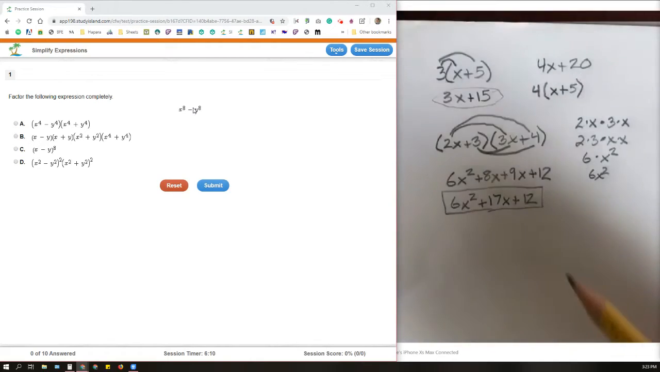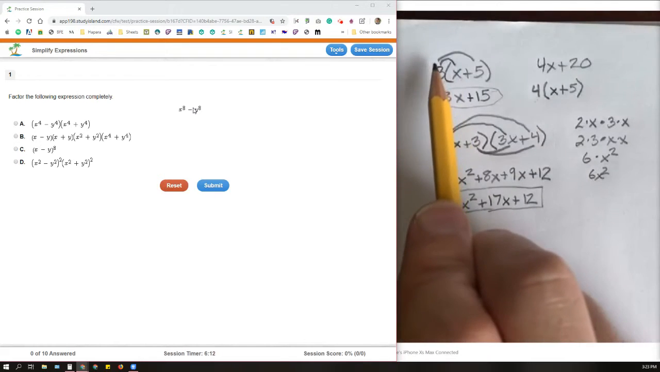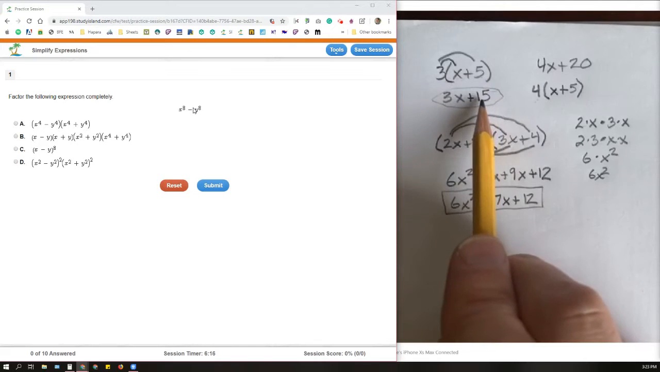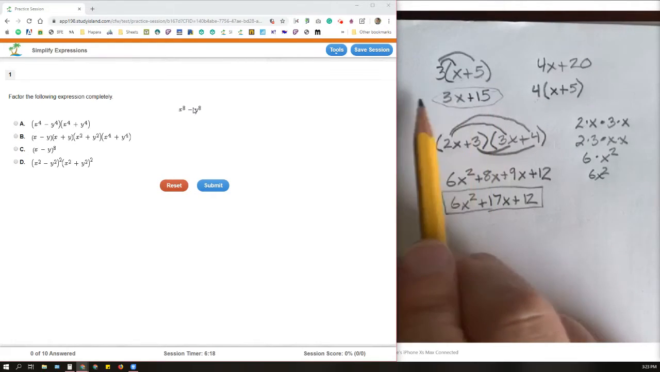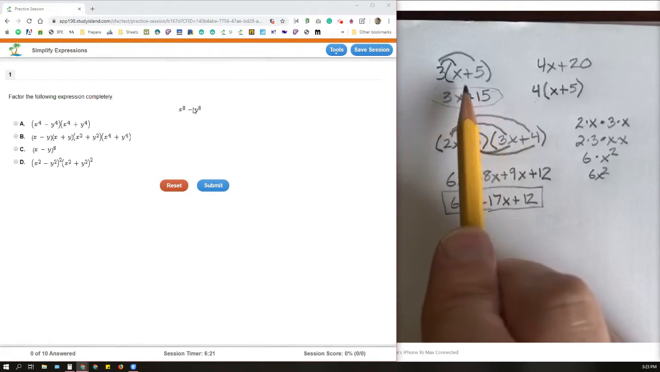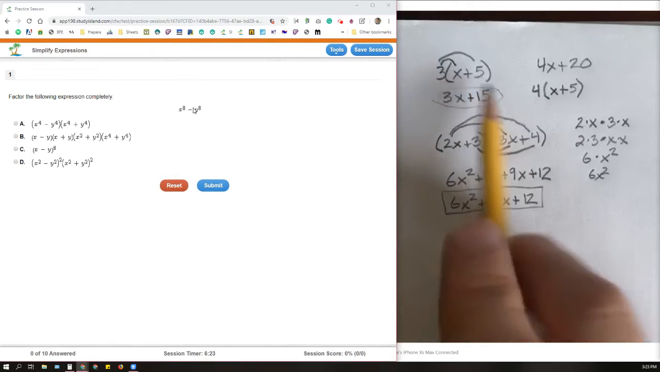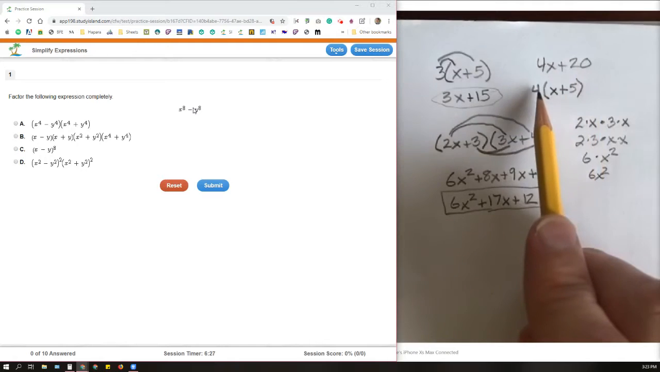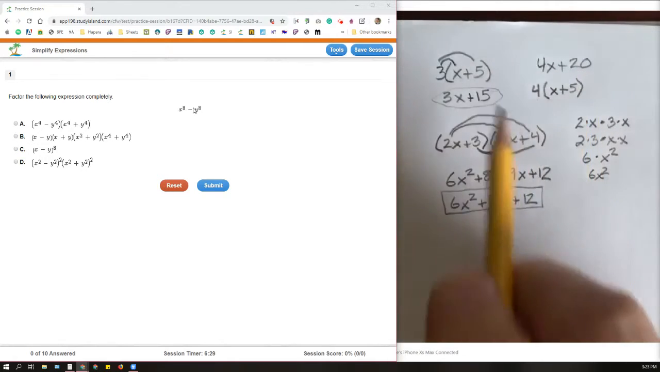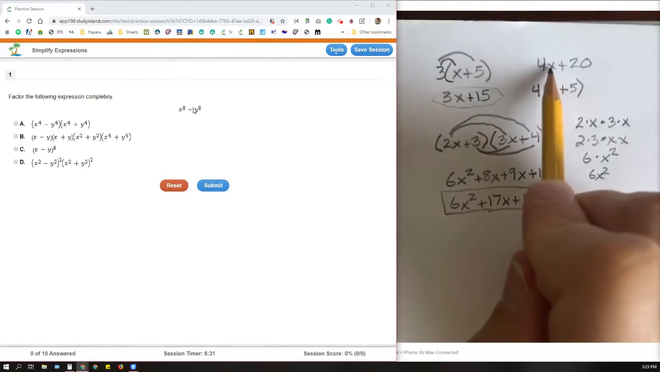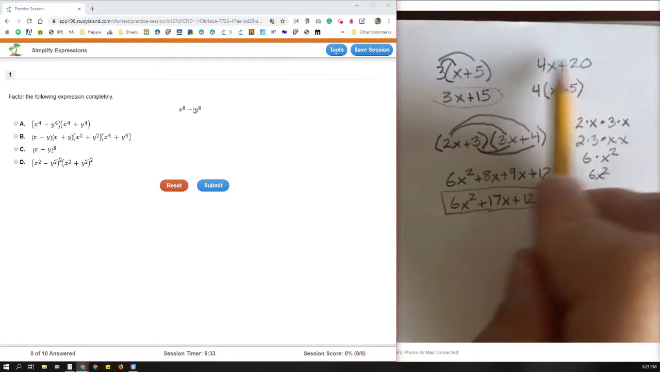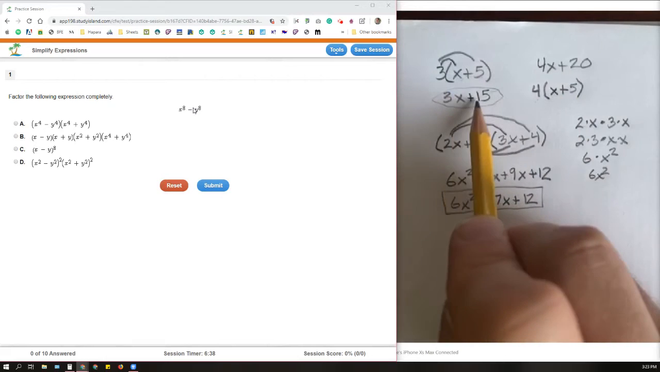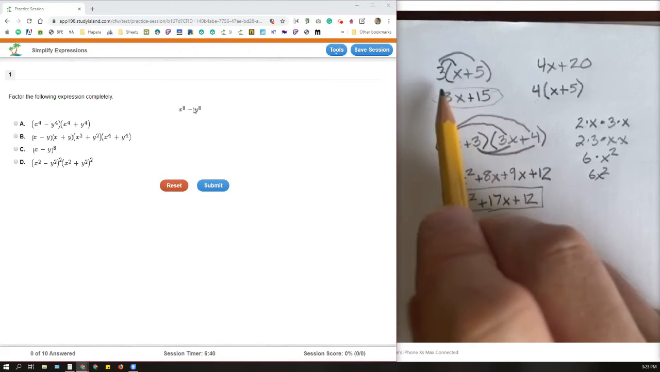What does that have to do with factoring? Well, just like here, if I could expand 3 times x plus 5 to make 3x plus 15, factoring would be going backwards. It would be turning 3x plus 15 into 3 times x plus 5. And factoring 4x plus 20 means turning 4x plus 20 into 4 times x plus 5. Those were very easy because you could see what 4x and 20 have in common as far as factors go, and you could see what 3x and 15 have in common as far as factors go.